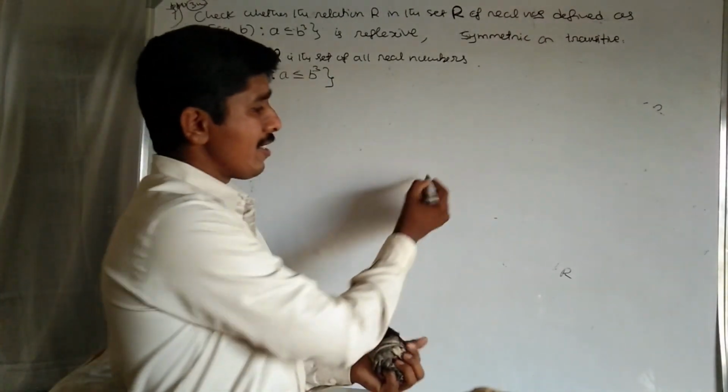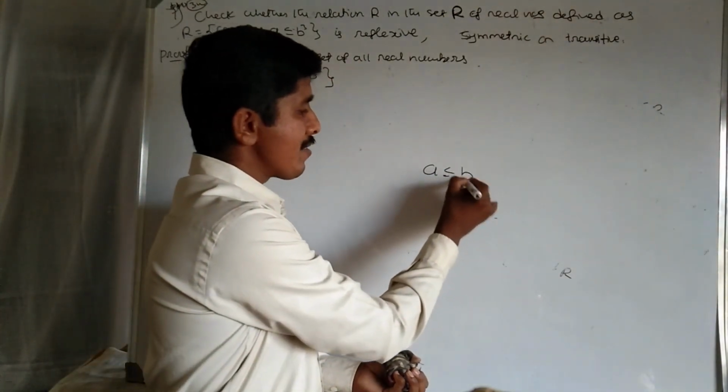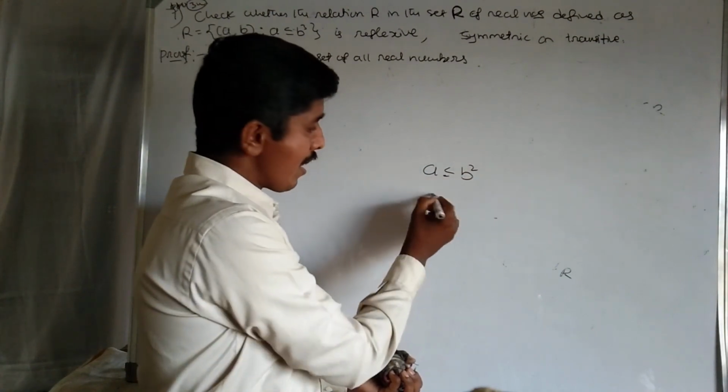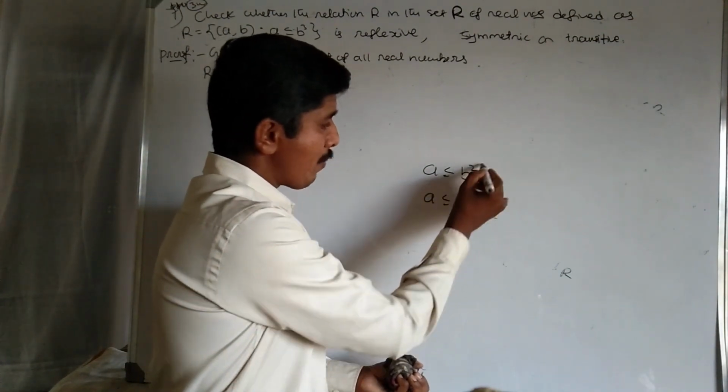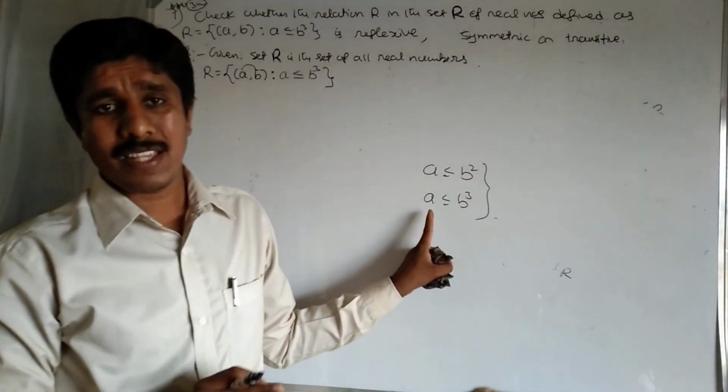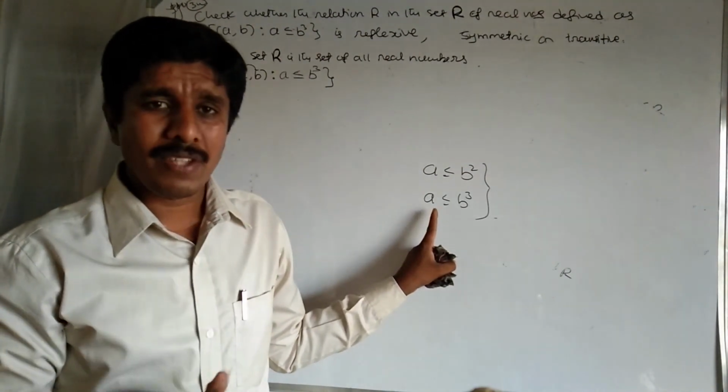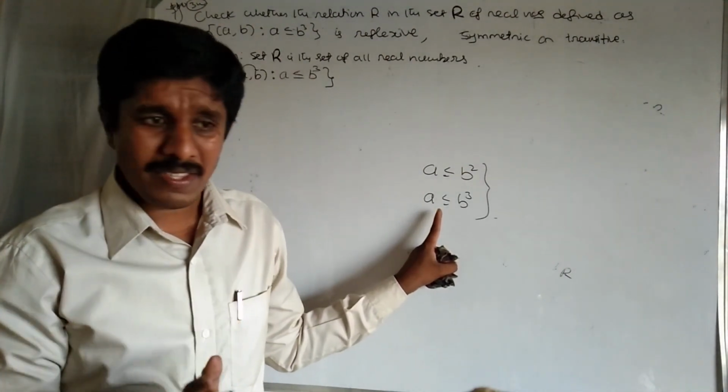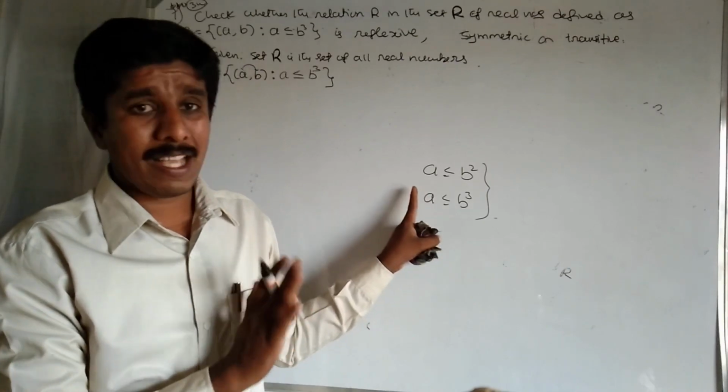Mind it, it is similar to the last problem: a less than or equal to b square. Here it is a less than or equal to b cube, on the set of all real numbers. In these two cases, the relation is not reflexive, not symmetric, not transitive. I am taking the same type of example.